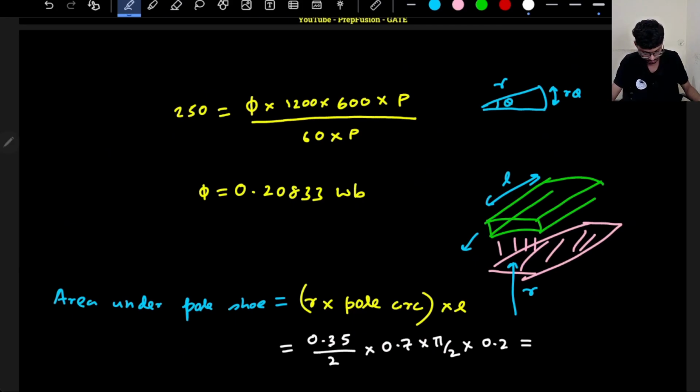Everything is in meters here. So it is 0.35 divided by 2 into 0.7 into pi divided by 2 into 0.2, 0.0384. Okay, so 0.0385 meters square. Just hold on. Sorry, give me 1 second. I will just drink a bit of water. Yeah, so this will be 0.385.